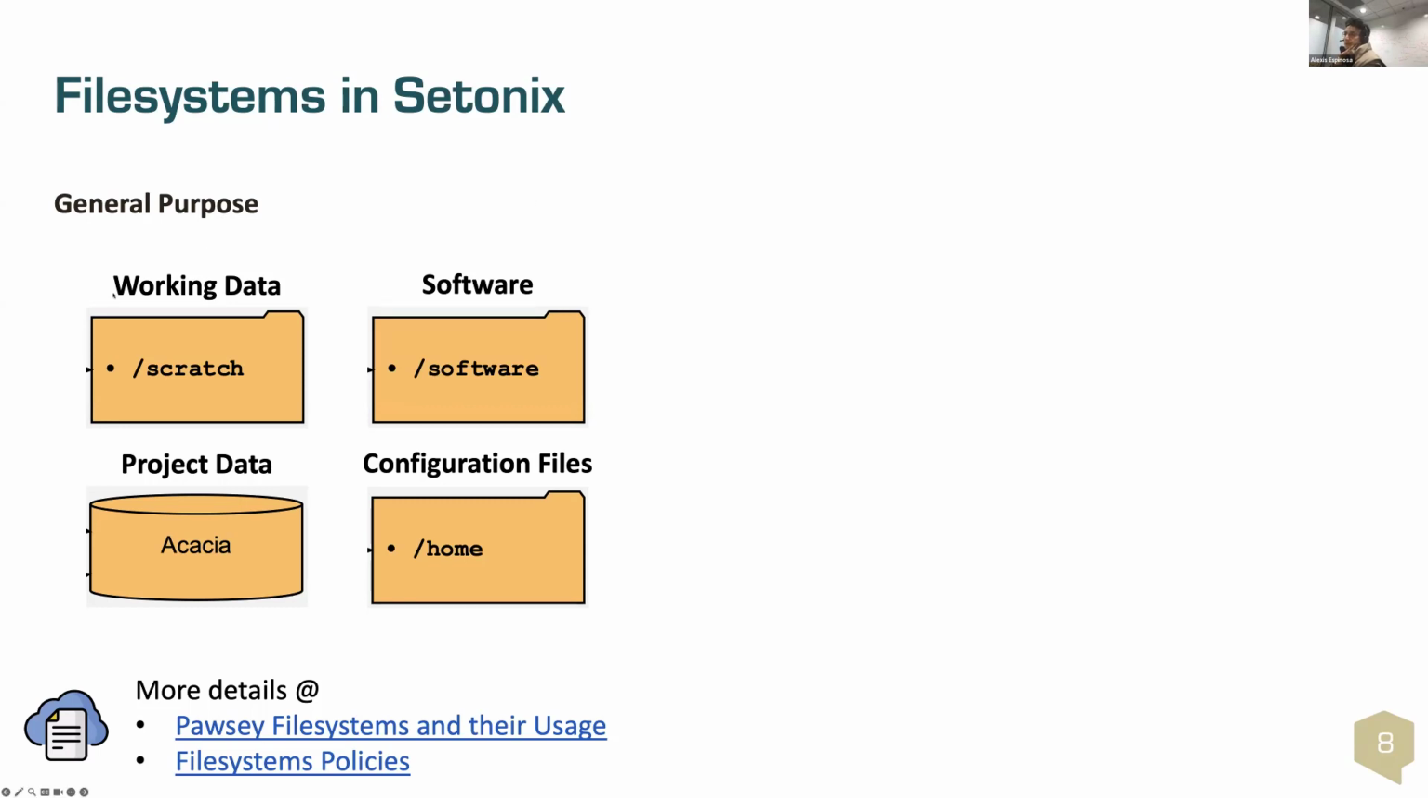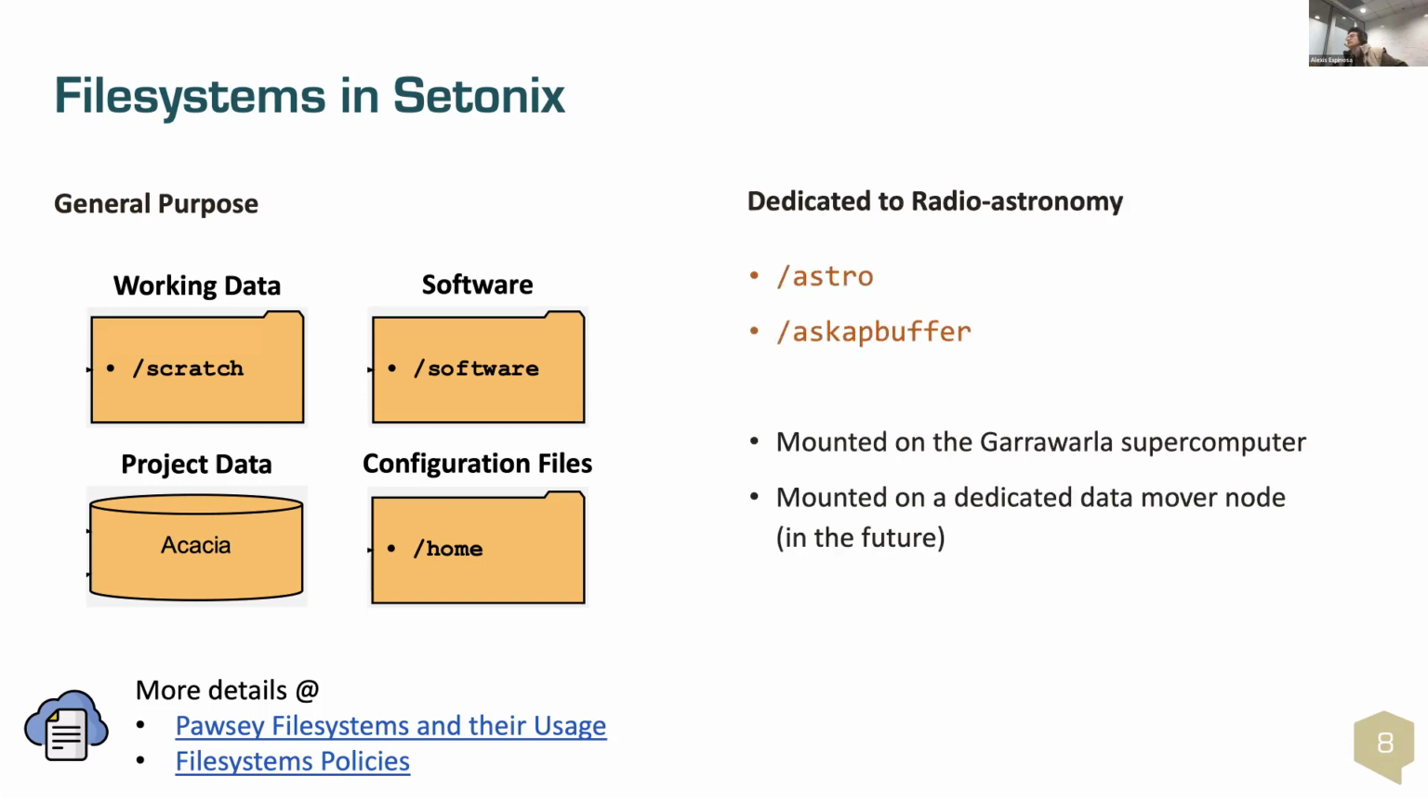The Lustre or fast file system is partitioned into pieces. One is Scratch and one is software. I already mentioned them. So Scratch is where you save all your data, and software, as the name says, is where you install your own software to be used. Acacia is the object storage to have long storage for your data, and configuration files go in home. There are some other file systems that are not accessible to everyone, the Astro and the ASCII buffer.